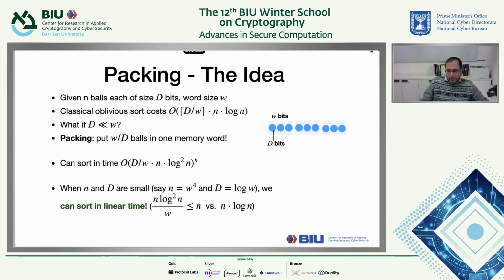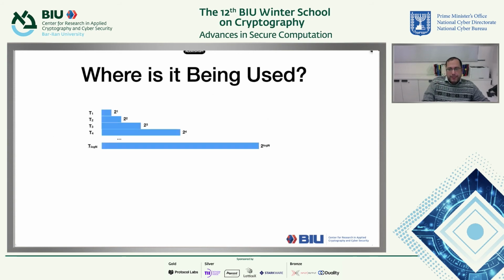Let's say we are using Bitonic sort. And when n and D are small, when n is something like polylog n, W to the 4, and D is log W, we can sort in time which is linear and not n log n. So the idea is to do SIMD operation, like single instruction, multiple data. When we pack a lot of elements into one memory word, we can actually sort much more efficiently.